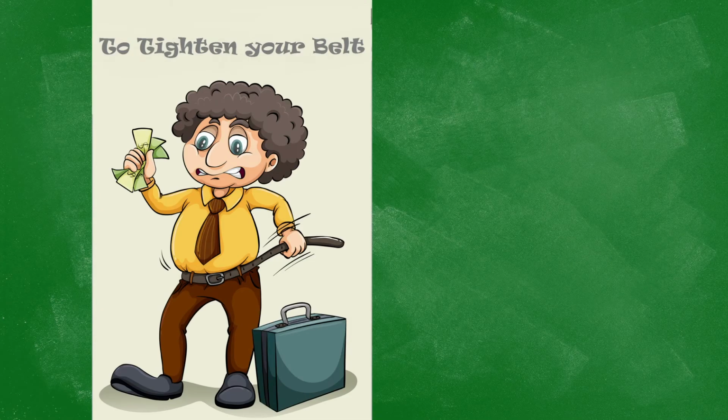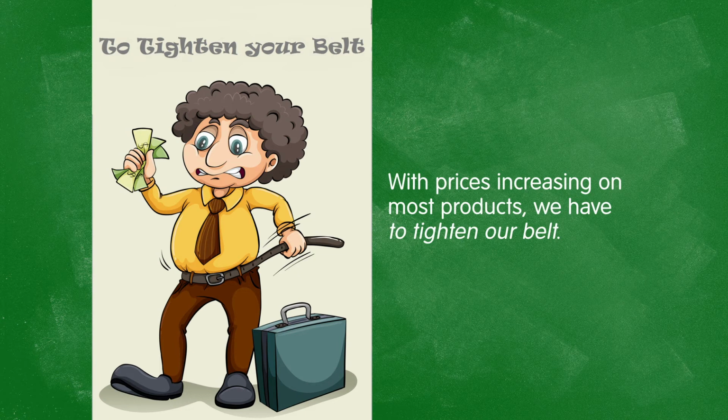It means to spend less money for some reason because you have less money available. For example, with prices increasing on most products, we have to tighten our belt. Now, this idiom comes from the fact that when people don't have money to buy food, they lose weight. And when you lose weight, you tighten your belt.